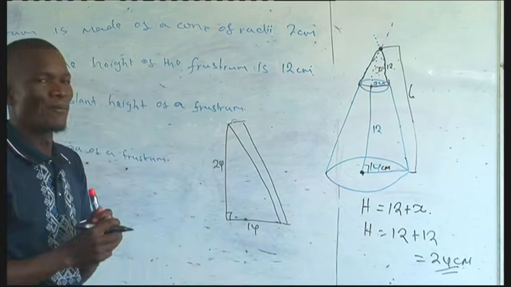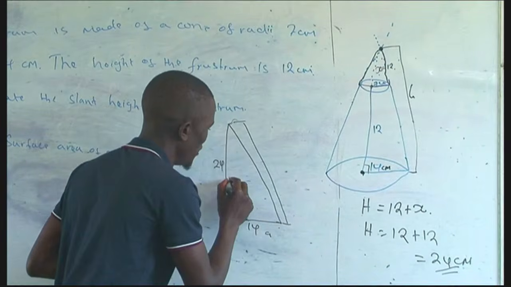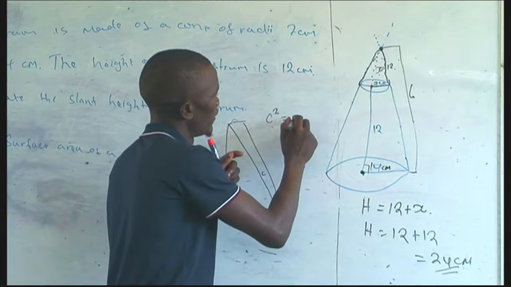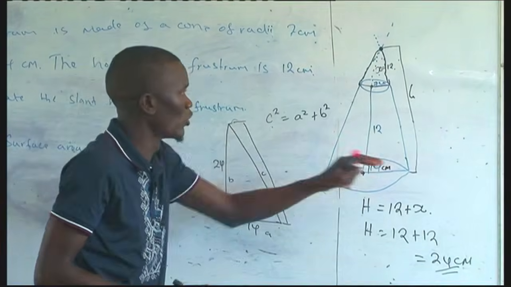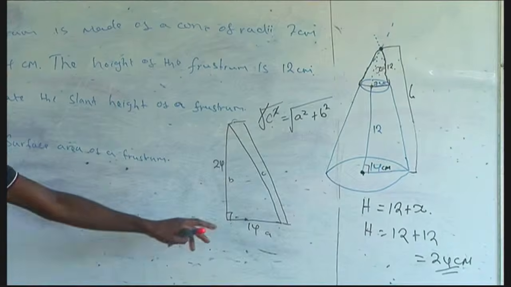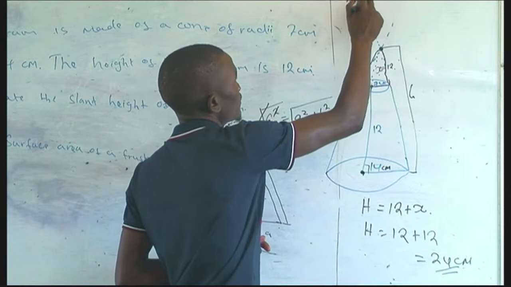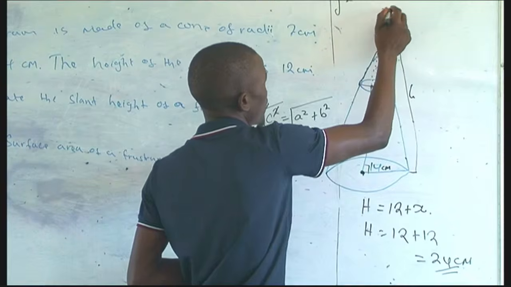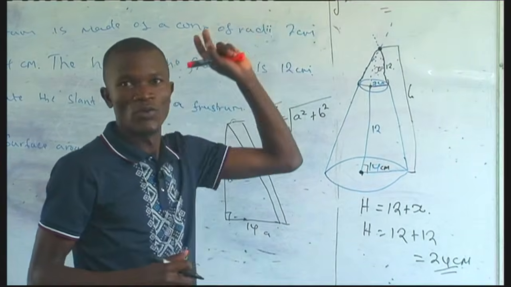Which method do we use? Pythagoras theorem, with this one to be our A, B, C. Pythagoras theorem: C squared is equal to A squared plus B squared. To make it C, which is now our slant height of the whole cone, we find the square root. To get this one here, we need to have 24 squared plus 14 squared, then we get the square root. What are we getting?